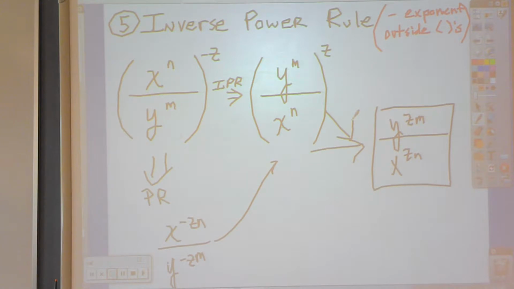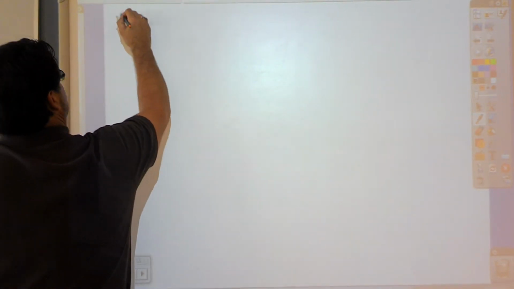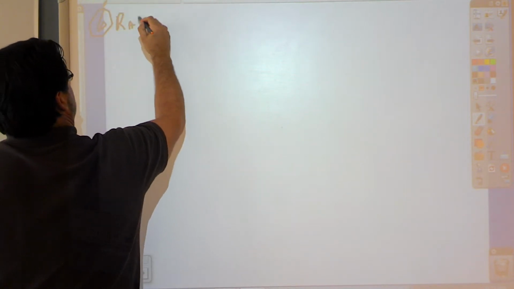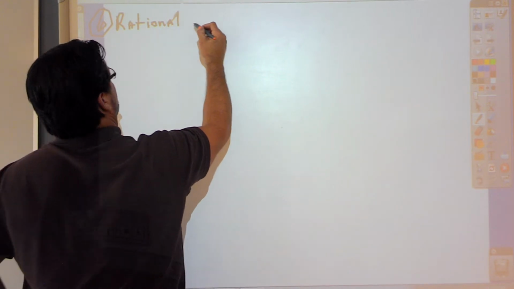Now there's an additional rule I'm going to show you, because those of you in 110, those 4 students, you're going to see this again. Those in 120 and 103, you're not going to see it very much. And that's called, I guess this is number 6, rational exponents.